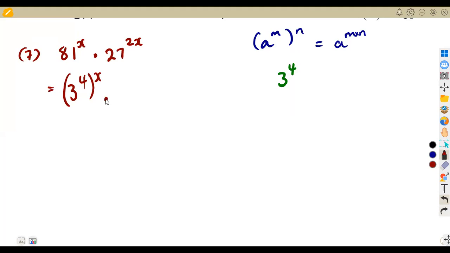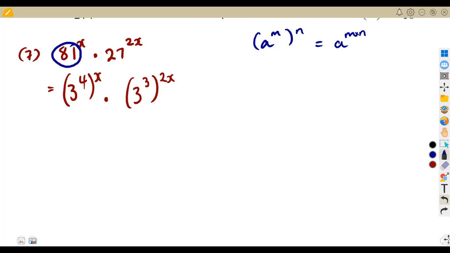Okay, we do the same thing. 27, we saw when we were trying for 81, we saw 27. We got it at what? 3 to the exponent of 3. So it's 3 to the exponent of 3, then everything to the exponent of what? Of 2x.